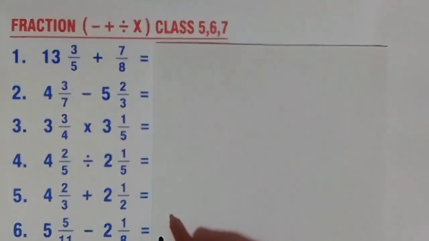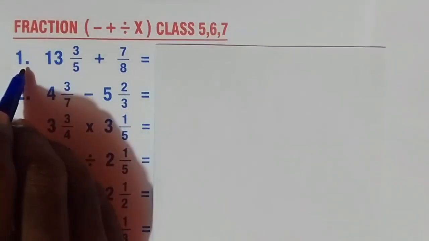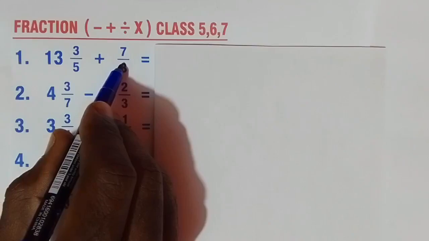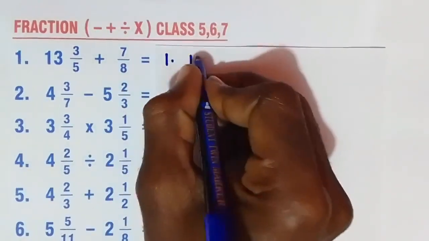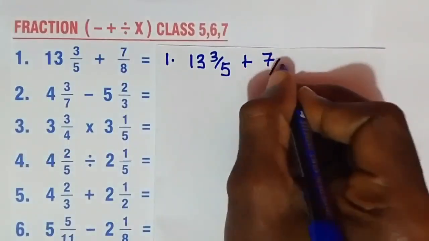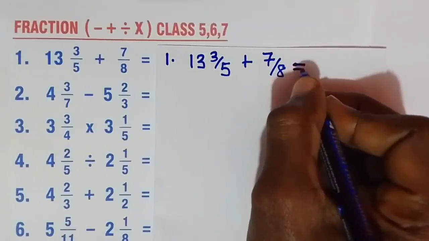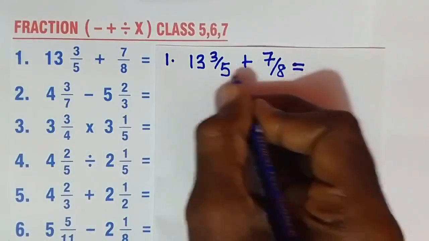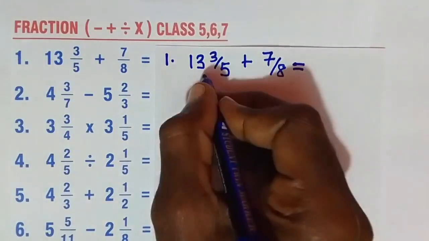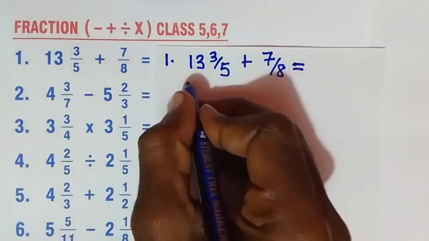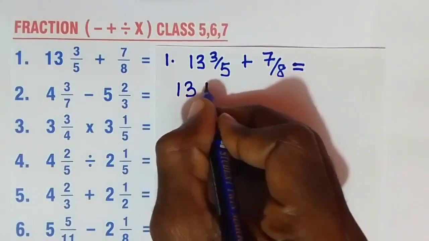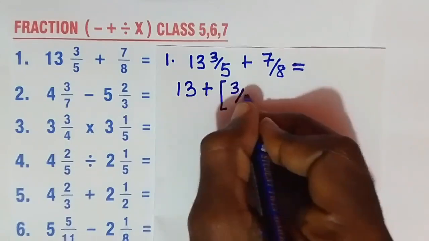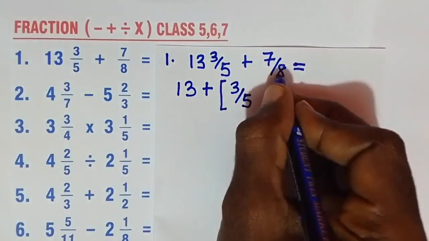Straight, let's go to question number 1. They gave us 13 3 over 5 plus 7 over 8. First, we are going to add the whole number plus whole number, and then we are going to add fraction with the fraction. So, 13 plus 0, we get 13, plus fraction, that is 3 over 5 plus 7 over 8.